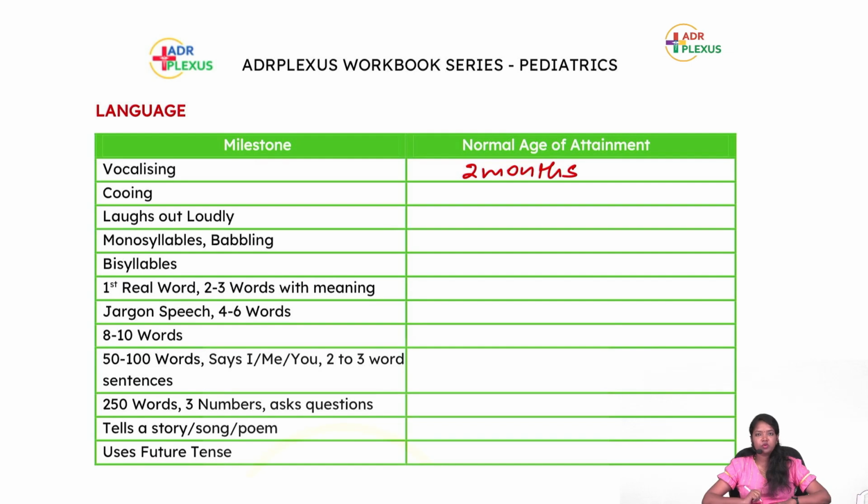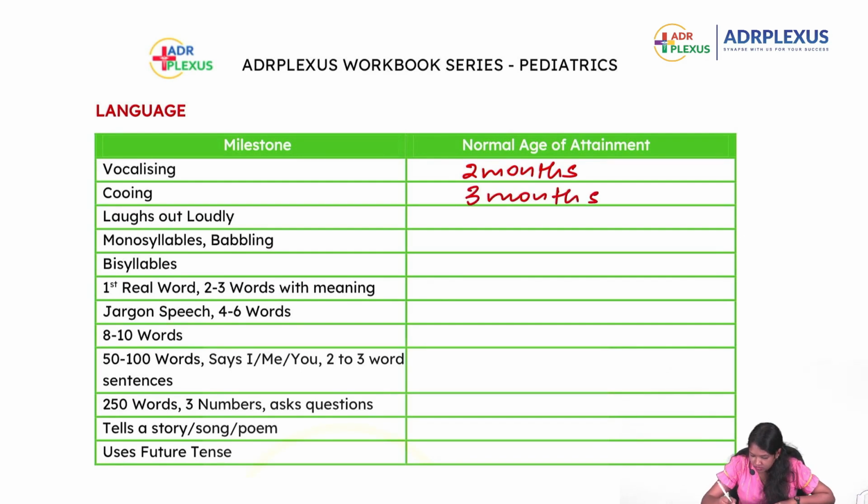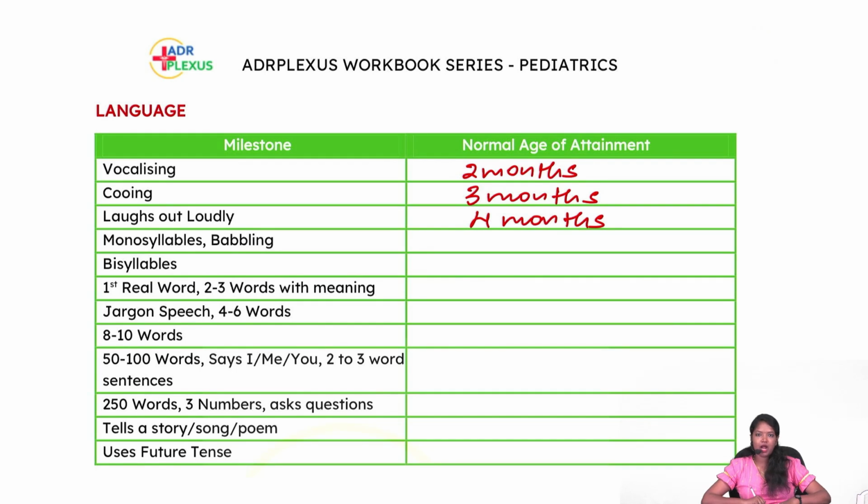Next is cooing. What is cooing? Ah, ooh, ga. Like that, the baby starts making noises. That is cooing. Comes around 3 months. Laughs out loudly, ha ha ha. The baby laughs out loudly by 4 months. Next, monosyllables. What are monosyllables? Ba, ma, da. The baby starts speaking monosyllables. That is 6 months.